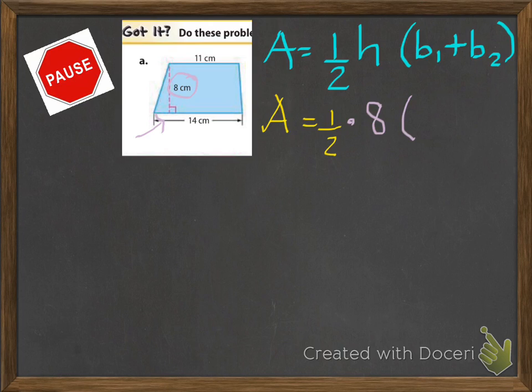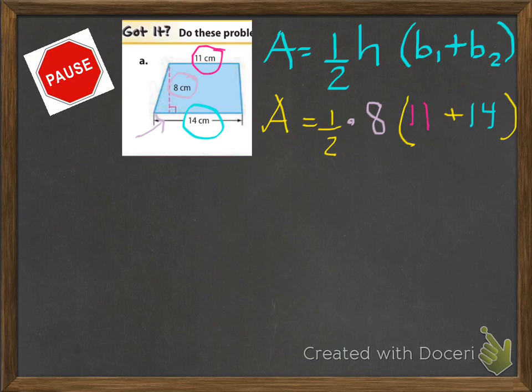Then we're going to do our parentheses here. And notice I always put both parentheses and the plus sign almost immediately. So now I'm looking for base 1, which I'm going to call 11. So I'll put 11 in there. And base 2, which I am going to call right here, 14. And now we want to work through that math. And for this one, we got lucky.